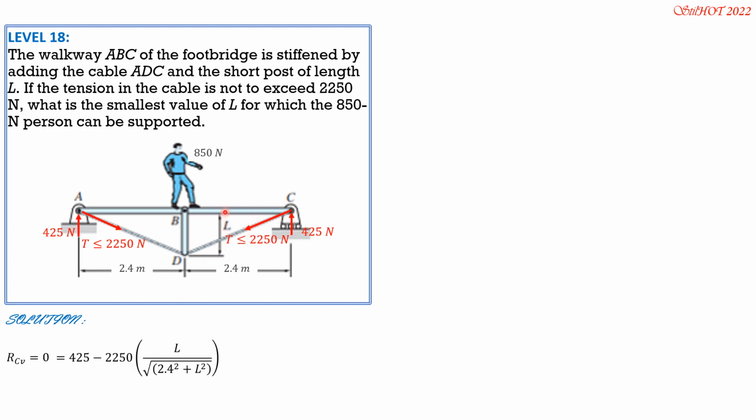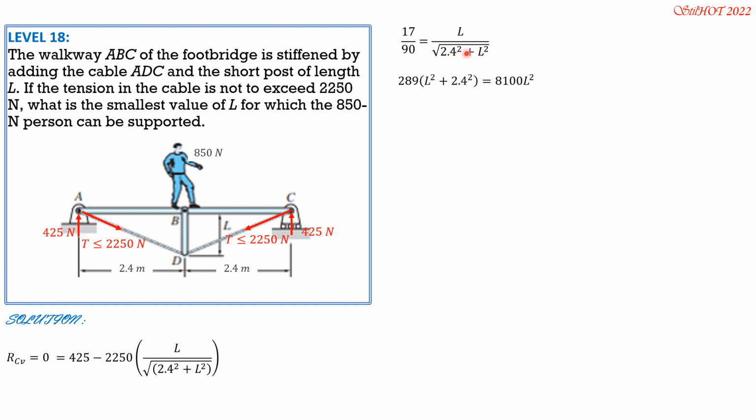So 425 equals 2250 sine of this angle. Sine of the angle is opposite L over hypotenuse, which is the length of CD, square root of 2.4 squared plus L squared. So 425 over 2250 is 17 over 90. And what is left on the right side is L over square root of 2.4 squared plus L squared. Square both sides, then cross multiply. So 289 times L squared plus 2.4 squared.